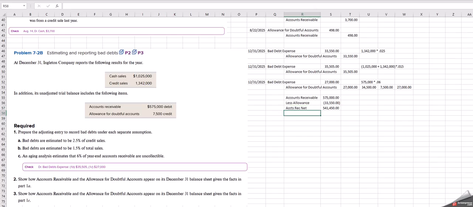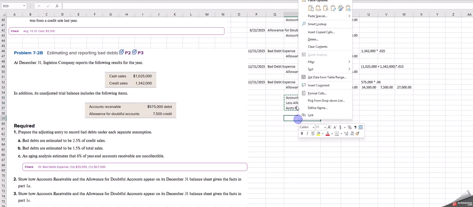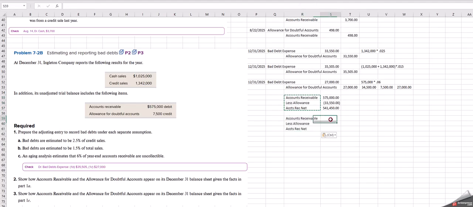And then what if we did it as of 1C, which is the last one we did up there. So again, I'm going to copy these down. And the 575,000 is still the accounts receivable, but now our allowance, we wanted it to end at 34,500. So that is what that allowance would be, and then the net would be 540,500.